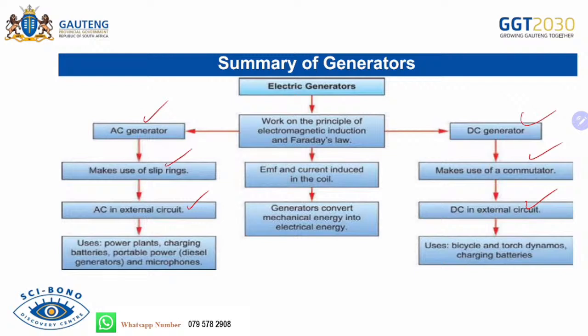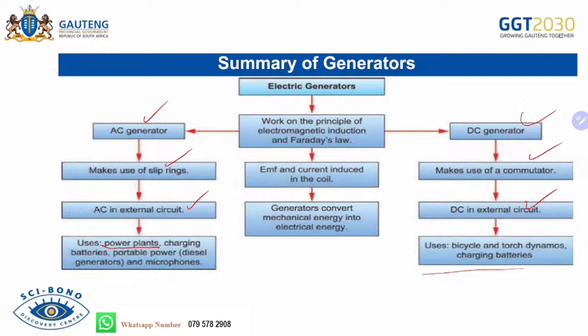Then these are the uses, learners. You need to know the uses of the AC generator and the uses of the DC generator. The AC generator is used in power plants, charging batteries, portable power, and microphones. You should also know the uses according to your examination guidelines. The uses of DC are bicycle and torch dynamos, charging batteries. Those are the uses of the DC generator.